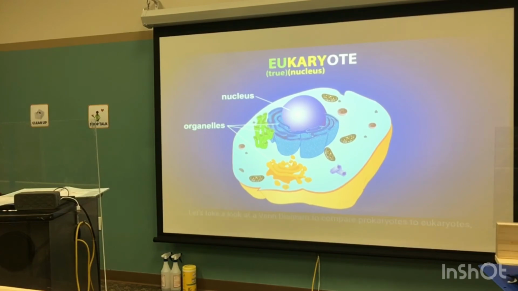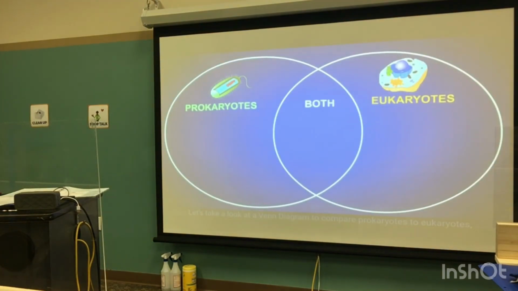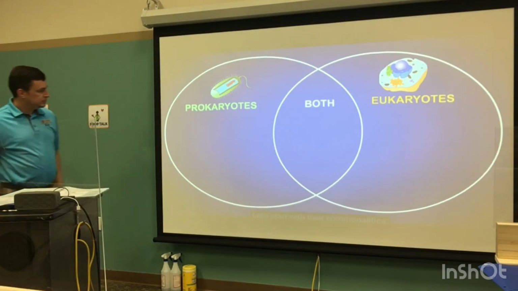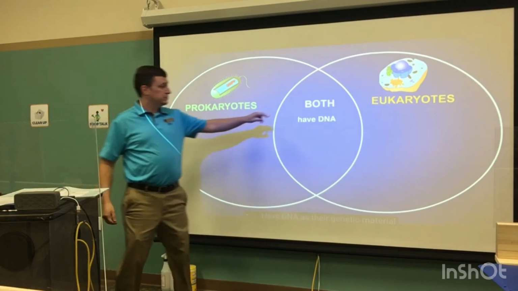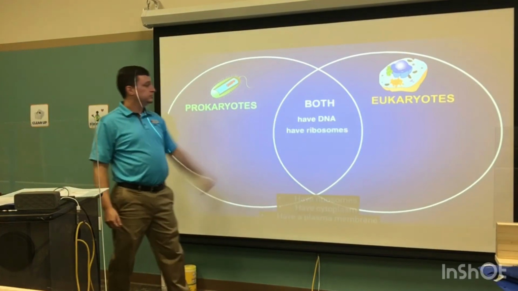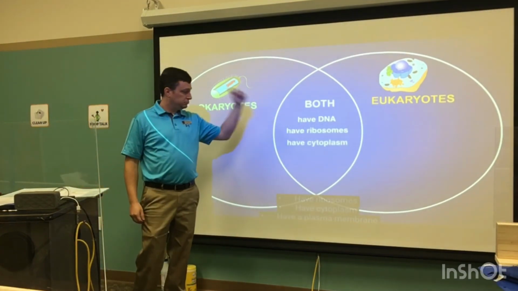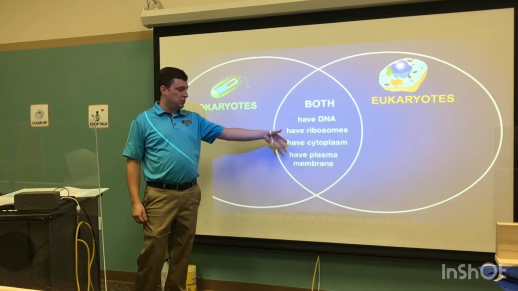Let's take a look at a Venn diagram to compare prokaryotes to eukaryotes and to also see what areas they have in common. Let's start with their commonalities. Both prokaryotes and eukaryotes have DNA as their genetic material, have ribosomes, have cytoplasm, and have a plasma membrane. True, very true, right?